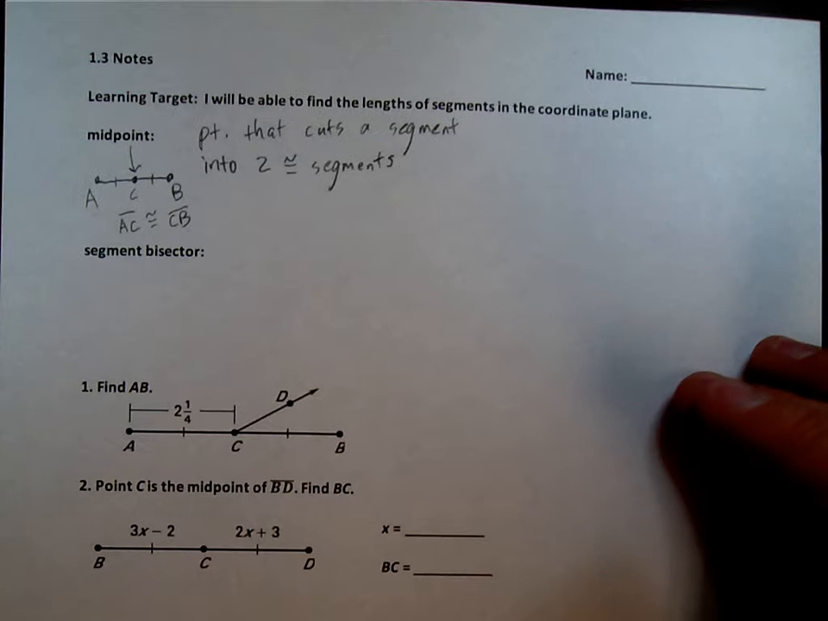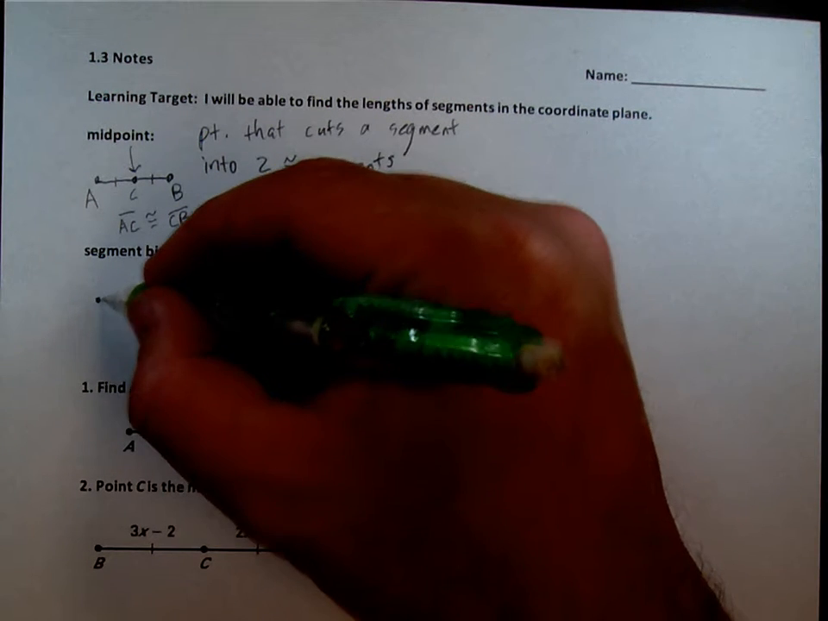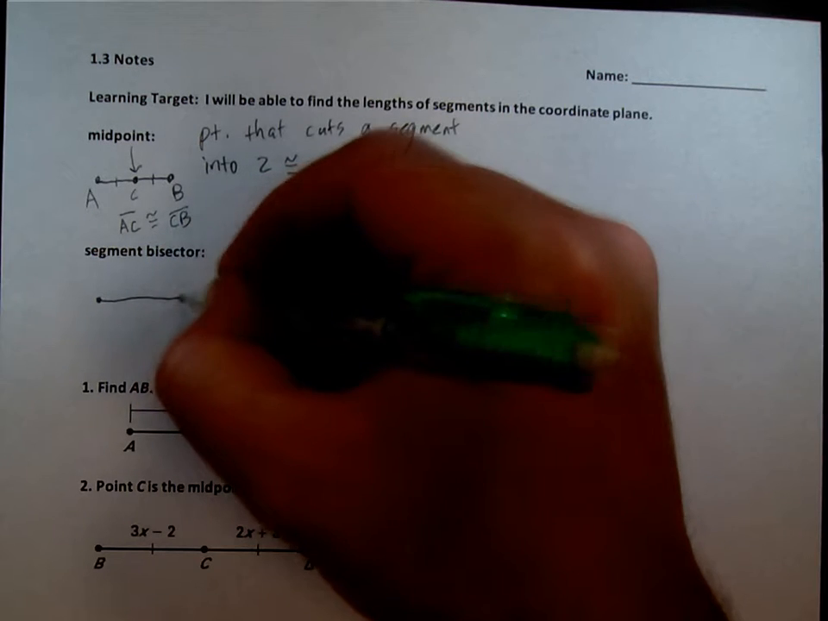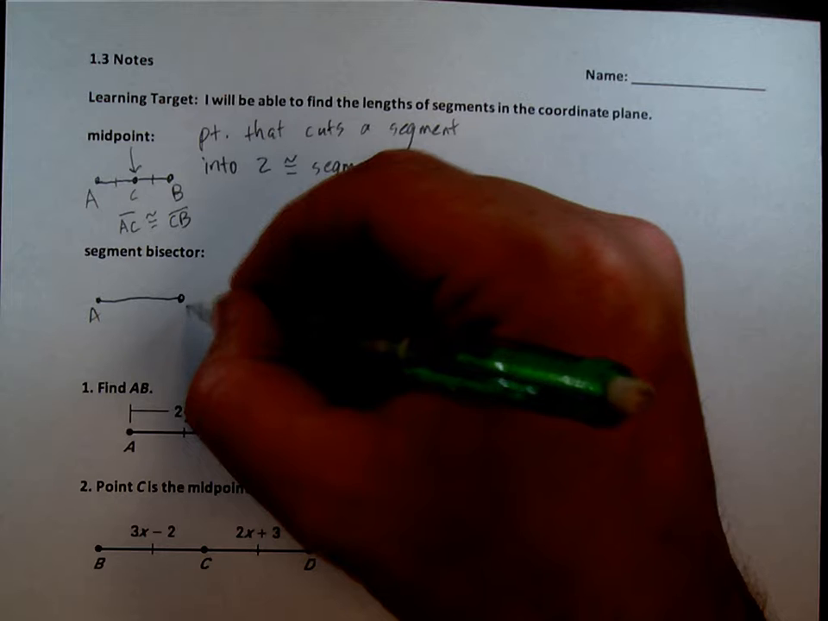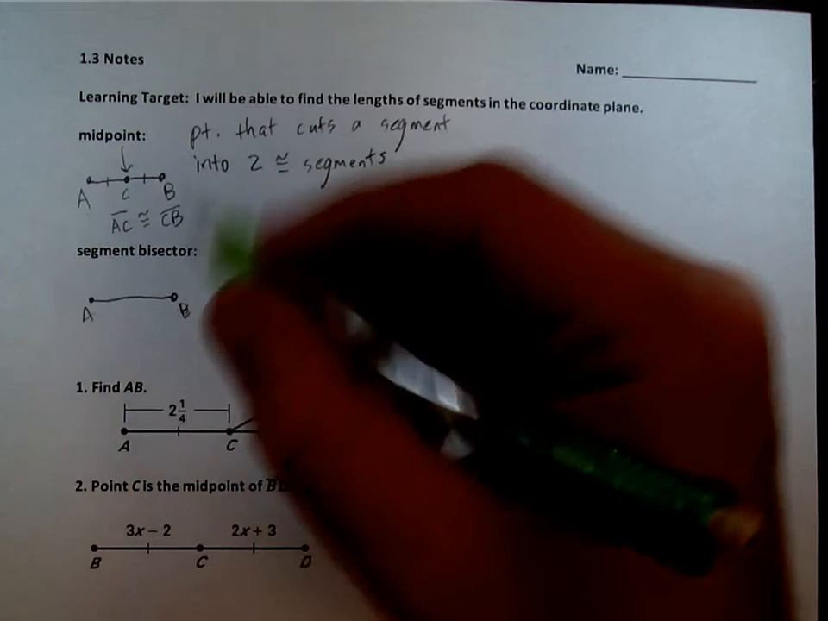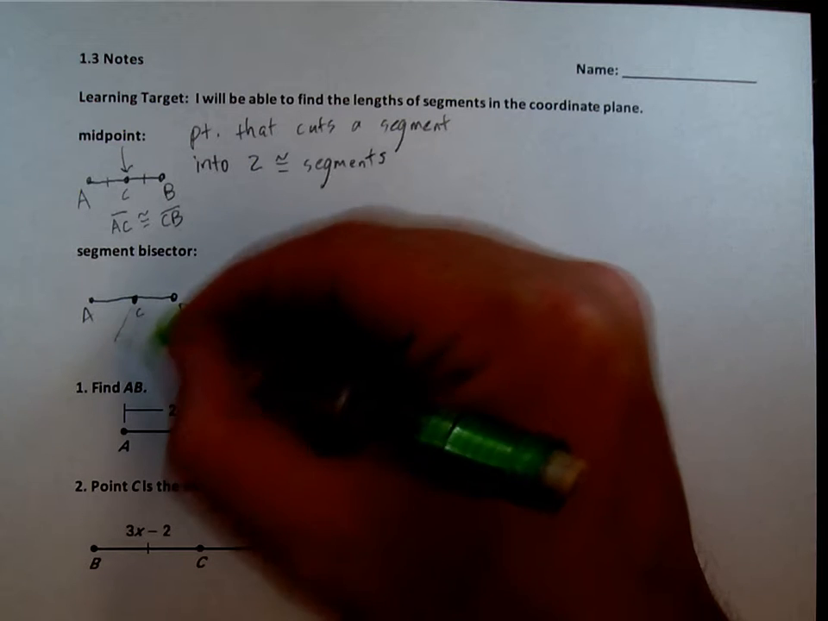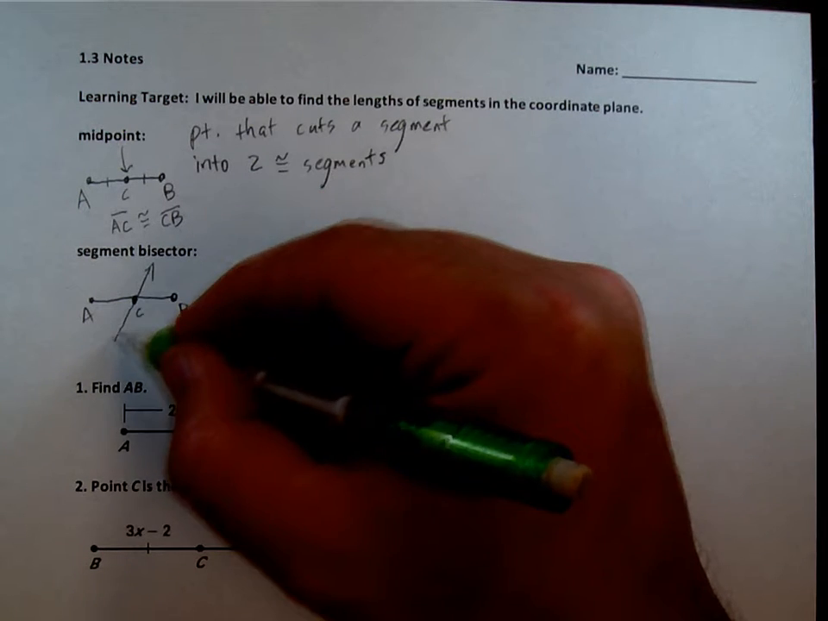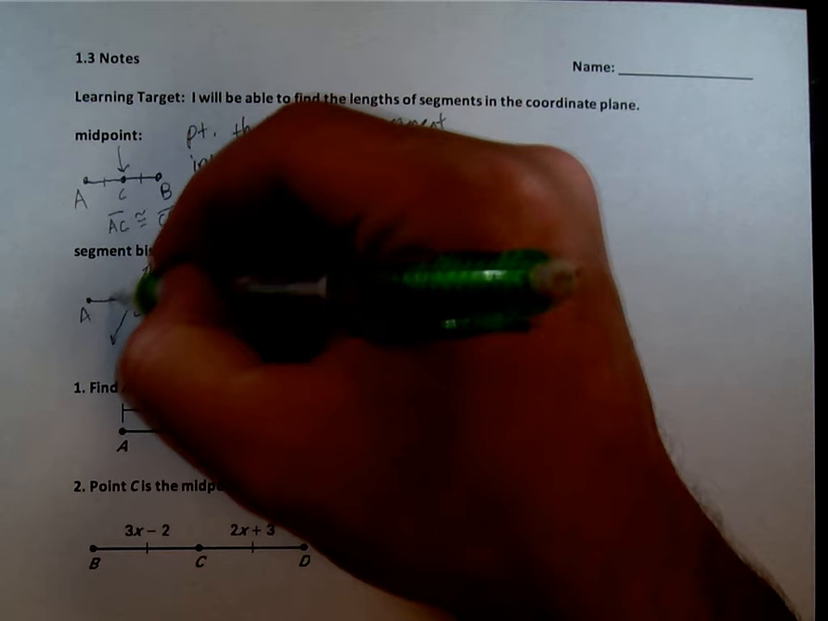And then for segment bisector, bisect means to cut in half. So a segment bisector is something that cuts a segment in half. And if it cuts it in half, that means that it intersects it at the midpoint. And this thing that bisects it, it could be a line, it could be a ray, it could be a segment. It doesn't really matter there, but it has to cut the segment in half.